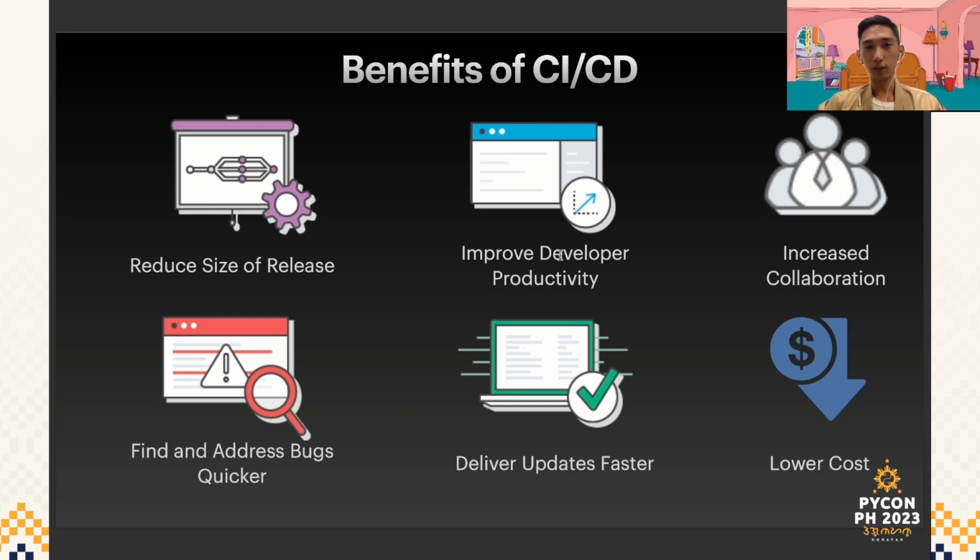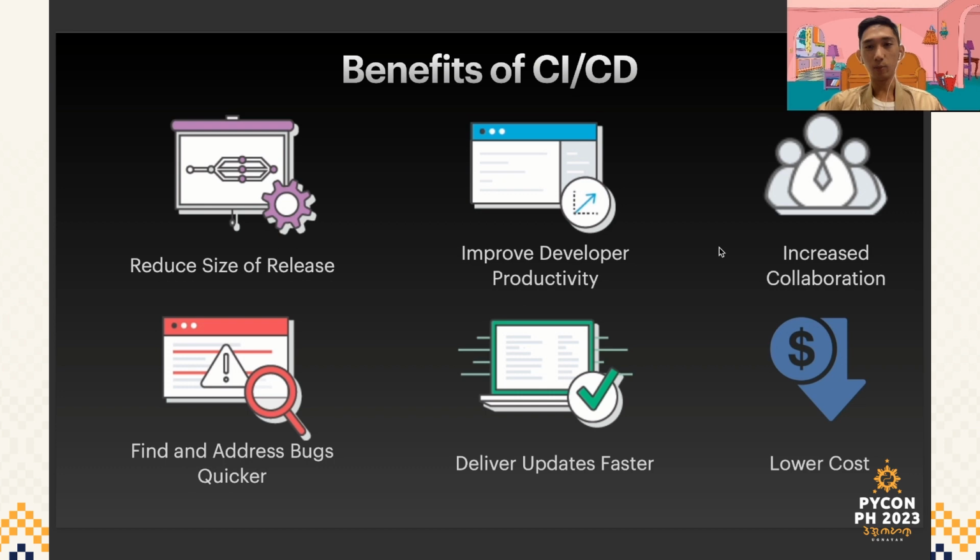So first is to reduce the size of releases. By having frequent releases, it reduces the size of the release, and it can help in easy tracking of issues since there are few changes that come into the deployment. And we have improved developer productivity. Since pipelines handle most of the repetitive tasks in CI/CD, developers can focus on working on improvement of code or creating new features.